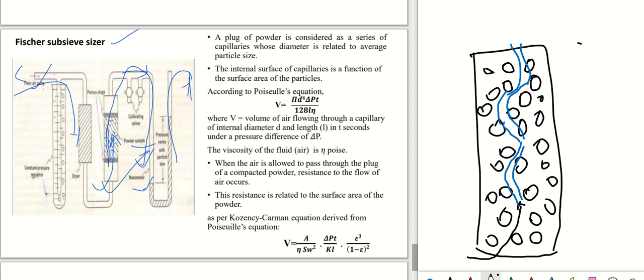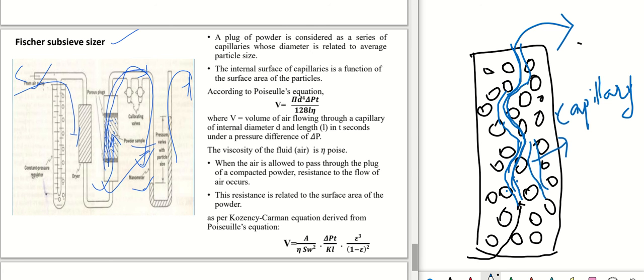So these pathways just act like capillaries. Through these capillaries between the particles, the air or the gas will flow out. So this is the working principle. Now let's see how this works.